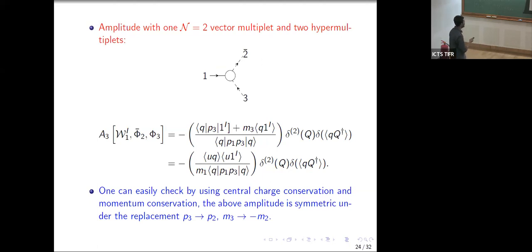One can easily check by using central charge conservation and momentum conservation that the above 3-point amplitude is symmetric under the replacement P3 goes to P2, meaning these two hypermultiplets, and M3 goes to M minus M2. This minus sign is because the second superfield is anti-BPS. This reflects the minus sign.